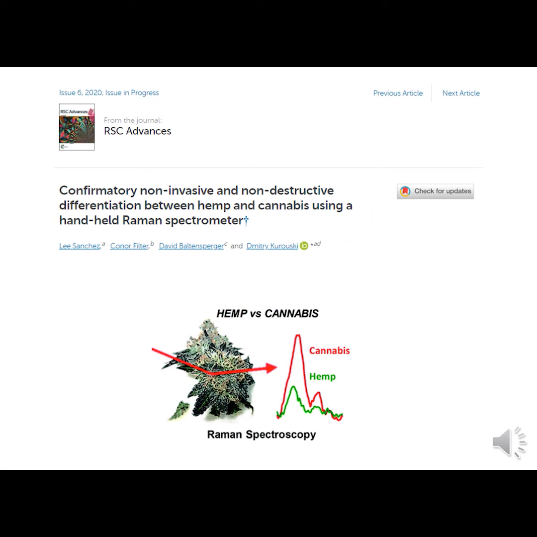At the end of my presentation here, I'd like to discuss some things that may occur in the future. Where are we going with hemp analysis? And what are the prospects of this 0.3% limit to define hemp being changed?